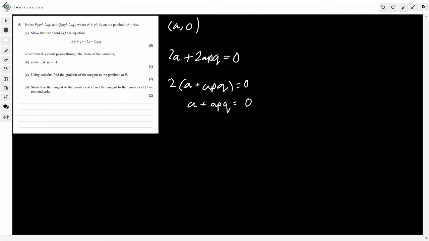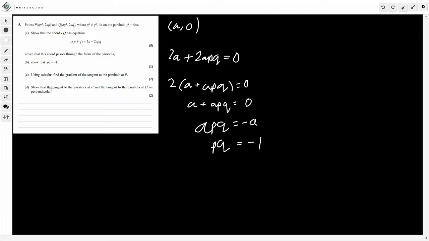And then here I'm going to subtract across. So what I'm going to get now is apq is equal to minus a. And then if we divide through by the a, that's going to give me pq is equal to minus a divided by a, which is minus 1. So that's your 1 mark there for that.